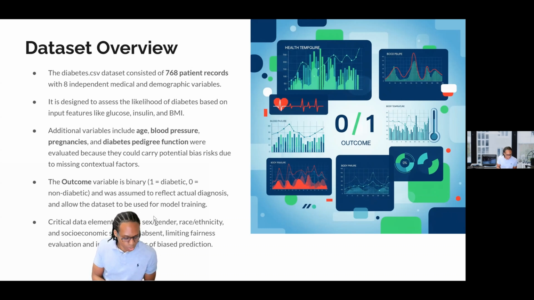At the end of the day, the goal was measuring that key variable of outcome, which we noticed had a 0 or a 1. And we assume that to mean that 1 means that a person is diabetic or likely diabetic, and 0 meaning someone is non-diabetic or unlikely to be diabetic. We use this as we were evaluating our data sets for training. And then we also took into account various elements such as sex, gender, race, ethnicity, and how socioeconomic status was absent. And we also took that in context with the different variables that were presented in the data set.